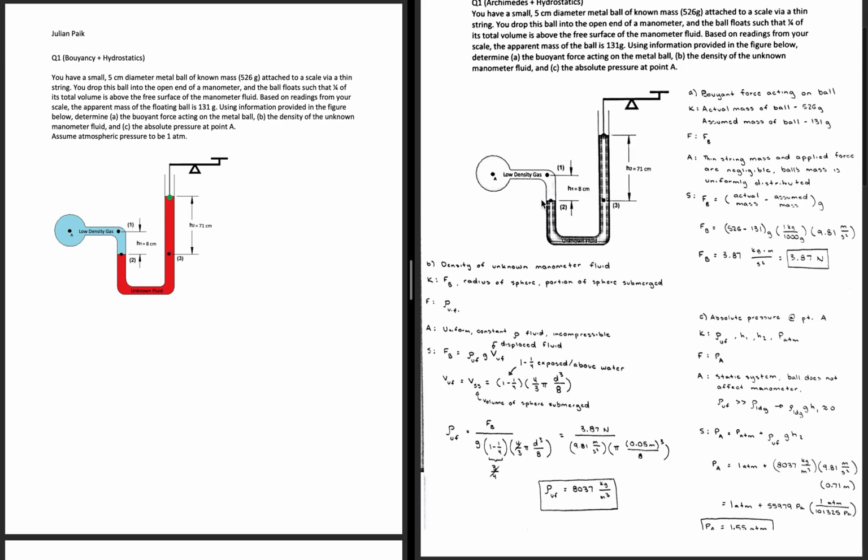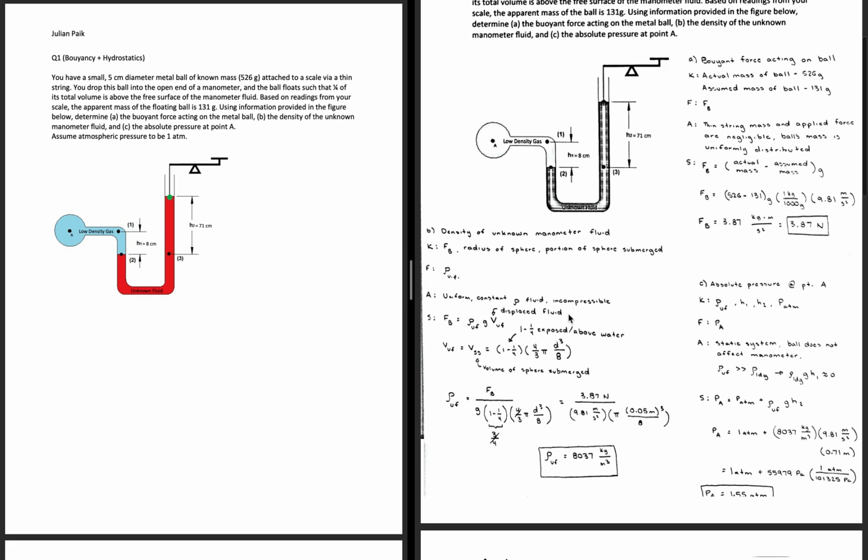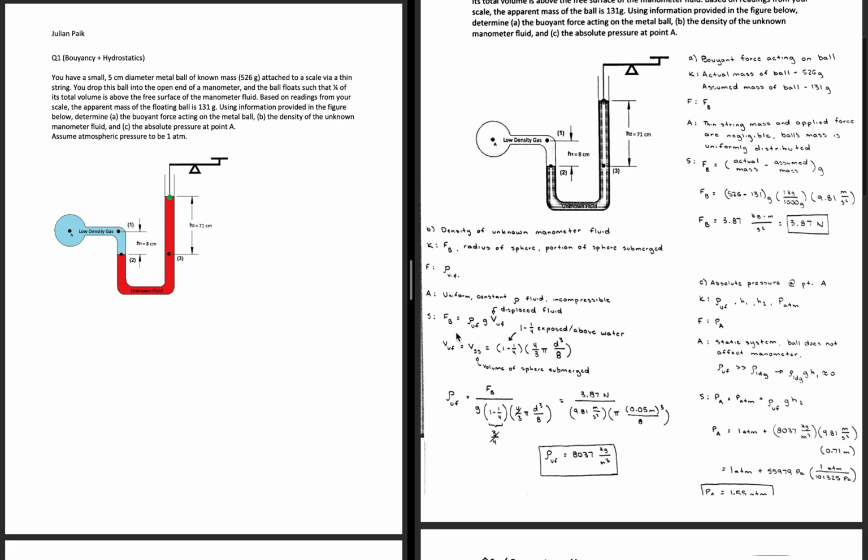The second thing we're trying to find, part B, is the density of the unknown manometer fluid. So we know that the buoyant force is equal to the density of the unknown fluid times gravity times the displaced fluid. We know that this ball has a quarter of its volume exposed to the atmosphere, meaning that 3/4 of the ball is displaced within the fluid.